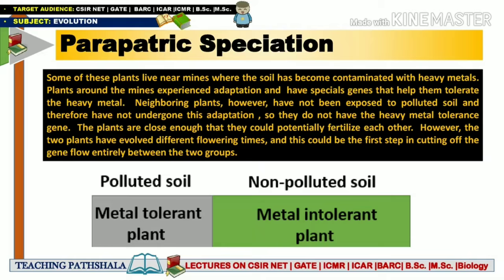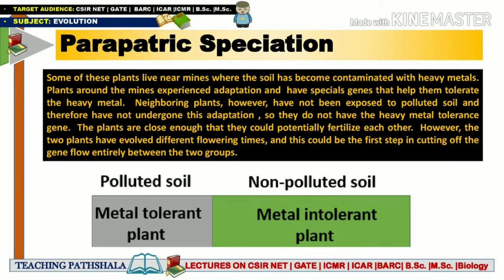And the neighboring plants, however, have not been exposed to polluted soil and therefore have not gone through this adaptation, so they do not have the heavy metal tolerance gene. The neighboring plants which have not been exposed to the mining area or the metal polluted area are not adapted to that area, and that is why they do not show the expression of a metal tolerant gene, and they are regarded as metal intolerant. The plants are close enough that they could potentially fertilize each other. However, the two plants have evolved different flowering times, and this could be the first step in cutting off the gene flow entirely between these two groups.